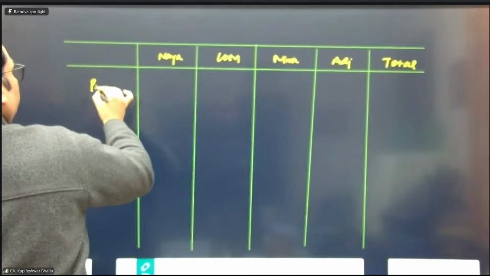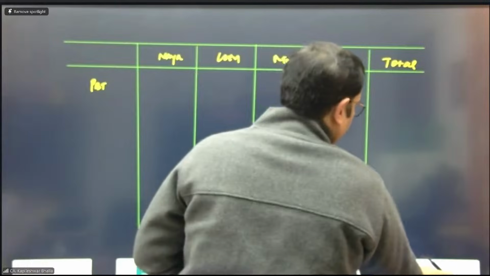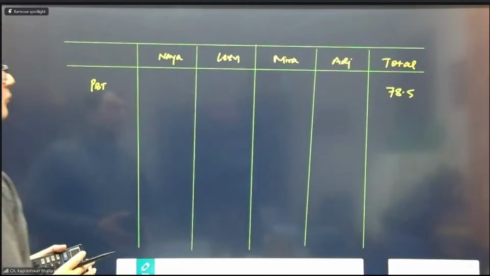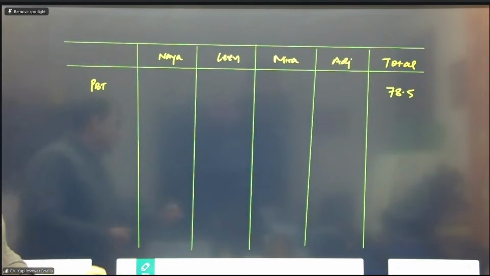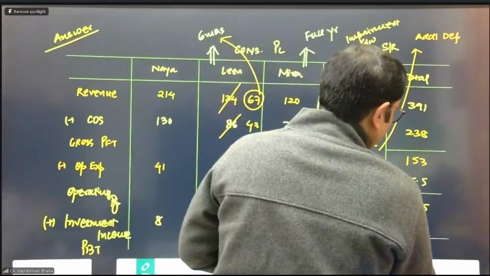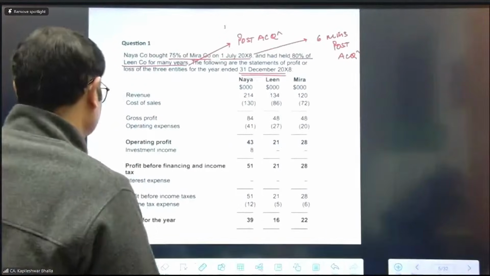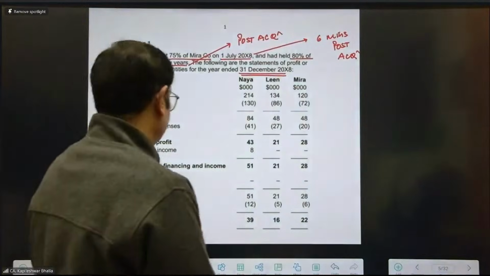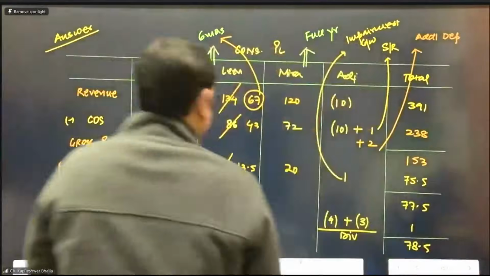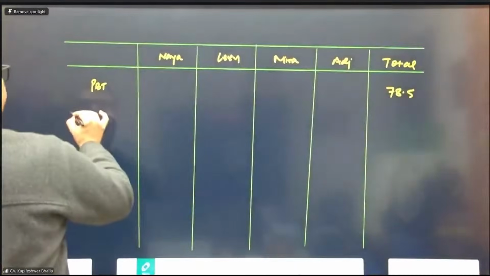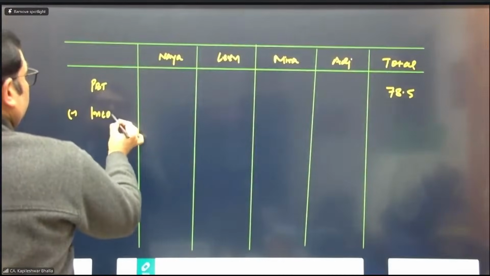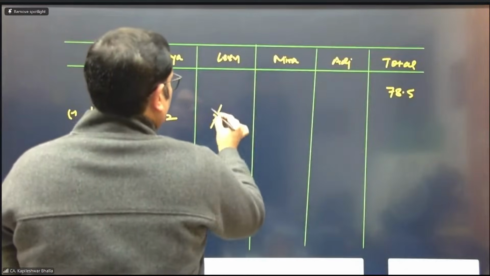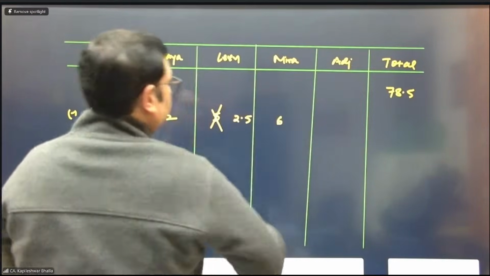Let's consider the PBT, and that's, I think, 78.5. Let's go back to the profit and loss and see the data once again. So I think now we're just given the income tax, that is 12, 5, and 6. So there is income tax 12. Then this is 5, which will be taken 6 months, and this is 6.